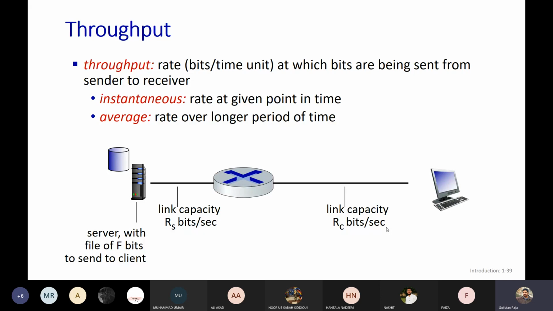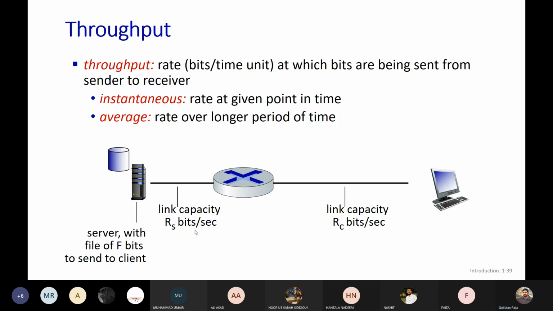Instantaneous means the rate at a given point in time. Average is a rate over a longer period of time, where you sum up the instantaneous throughputs and get an average throughput. Look at this. This is a server and this is a client system, and the server has a link capacity of Rs bits per second to this router. Server to router is Rs bits per second, and this router to this system is Rc bits per second. So different link capacities. The server is sending a file of F bits to the client.